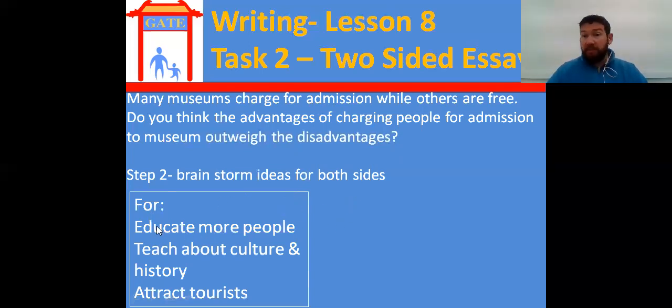Education is, of course, quite an important thing. It's also about teaching about the culture and history of the country or the city. So letting people know about your culture and history. A third one is it attracts more tourists. That's a fairly obvious one. The more tourists coming into the city means more money coming into the city. So there's a few arguments for why we should have free museums. What about the second part? Why shouldn't we have free museums? Again, if you want to pause the video and think, feel free to do that. Try to come up with 3 ideas for each side if you can.